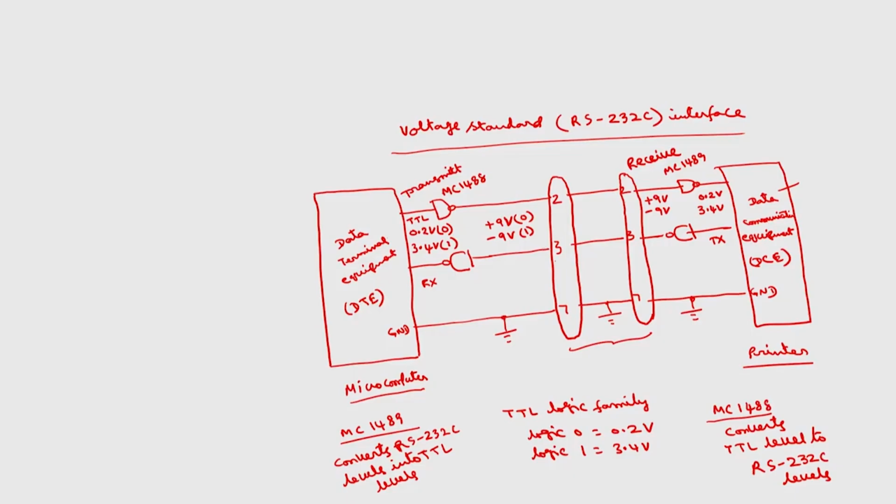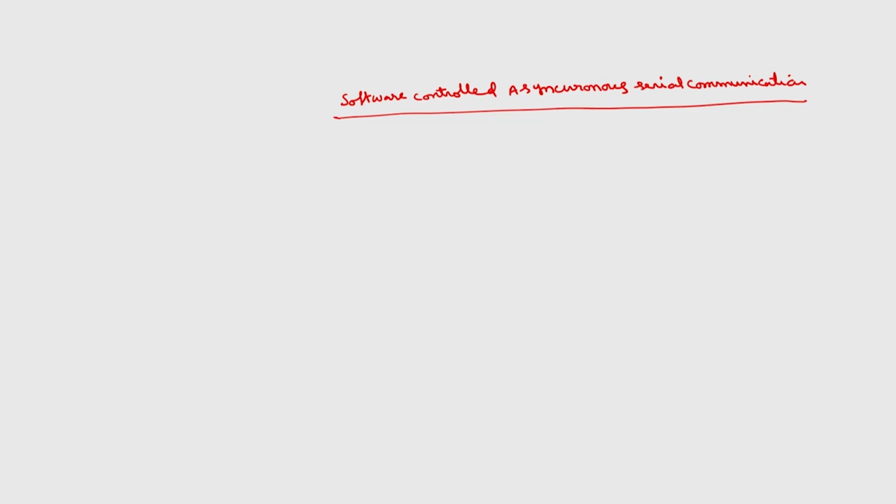These are all the basic concepts of data communications. With these concepts, we will go for the implementation of data communications. We can do this implementation either using hardware or software. Software controlled asynchronous serial communication: first I will discuss the software based, after that we will go to the hardware based serial communication, how to enable serial communication using hardware.